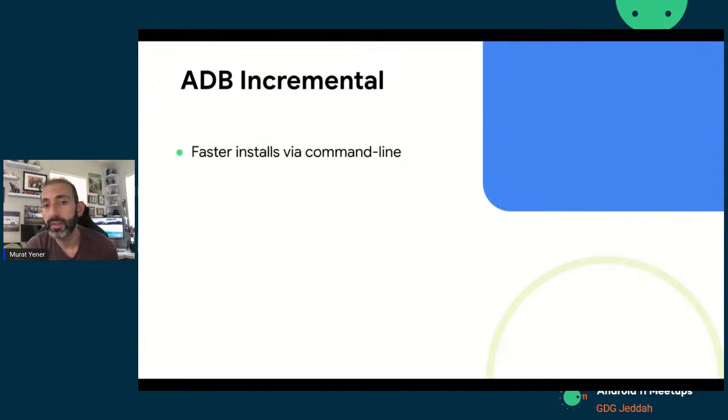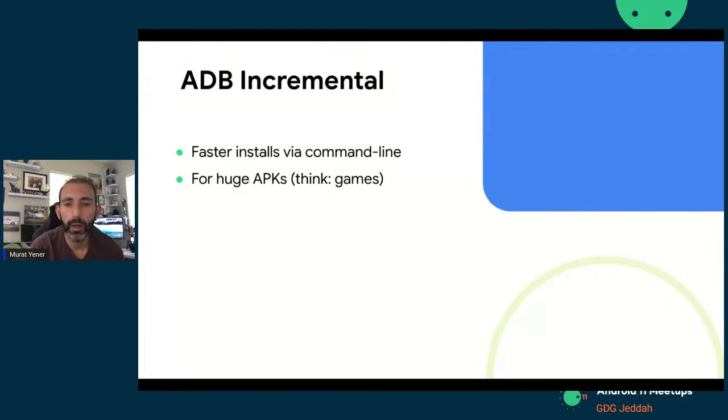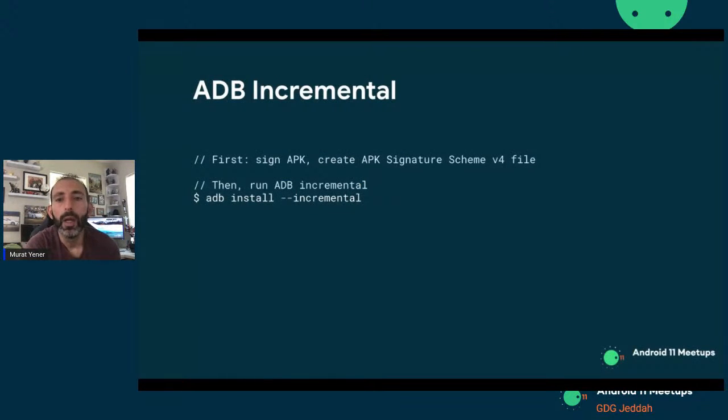ADB Incremental is another new feature which can be super helpful if you have a large APK size, probably like a game. It can enable faster installs via command line, up to 10 times faster. And once again, you need to go to the ADB shell to enable this and run adb install --incremental.